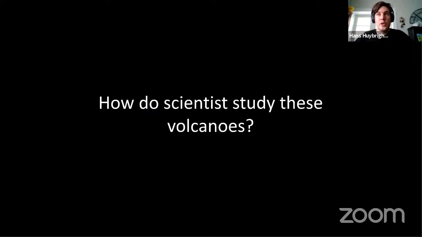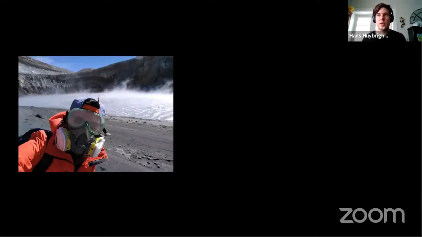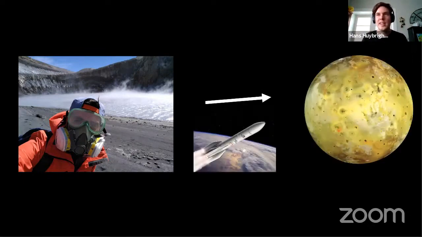And so how do we study these volcanoes? So Juan showed us how he studies volcanoes. He goes to them. And of course, ideally, we would like to do the same. We would like to put Juan on a rocket and send him to Io. But that's maybe not so much fun for Juan because it takes years to go there. It's also very dangerous, not a lot of fun. And it's super expensive. Not even Elon Musk can send Juan to Io or Europa. So what do we do?